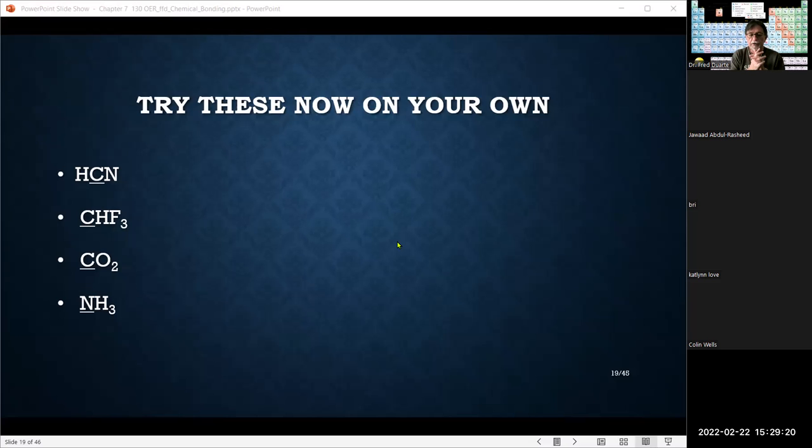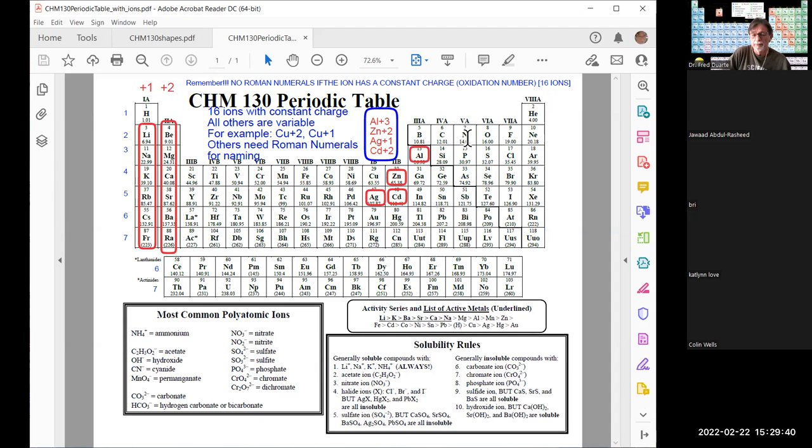So the first step we do is we add up the number of valence electrons from the hydrogen and the carbon and the nitrogen. Okay, so you go to the periodic table. Okay, nitrogen is group 5. We got 5 valence electrons. Carbon is group 4. Okay. So 5 and 4 is 9, and hydrogen is group 1, so we've got 10 valence electrons to work with.